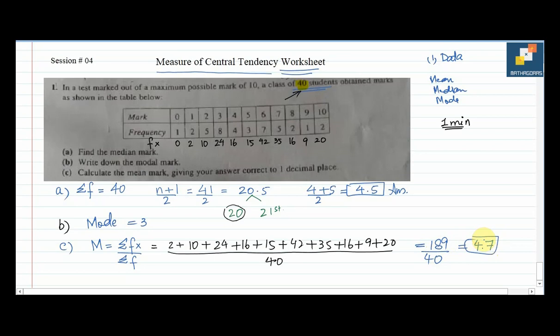All right. So first you need to note down the solution in your copy, and the time for that part is 90 seconds. So start.